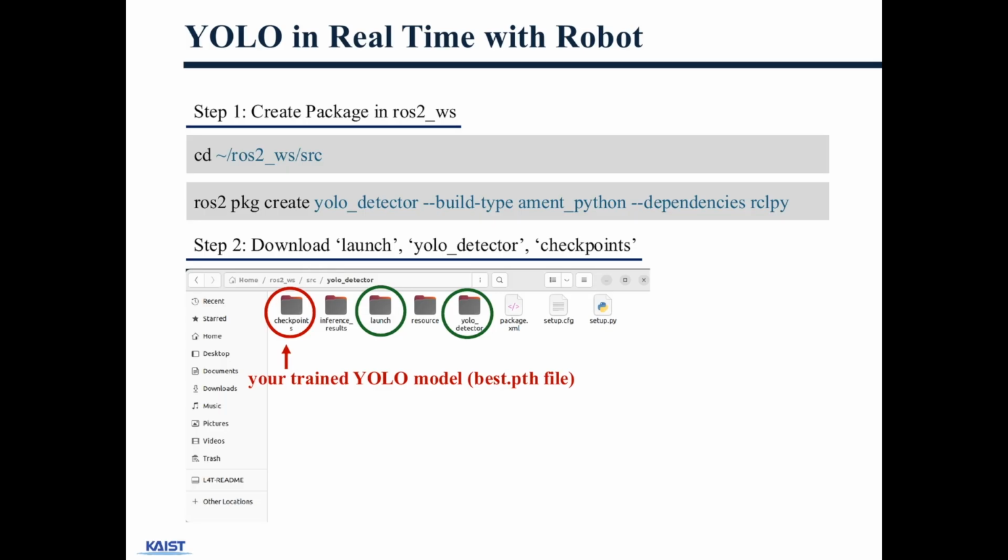The second step is to prepare the required files. You need to download and organize folders such as Launch, YOLO Detector, and Checkpoints. Most importantly, you need your trained YOLO model file, typically named something like best.pth. This file contains the learned weights that will be used for inference. At this stage, your ROS package structure should be properly set up and ready for building.